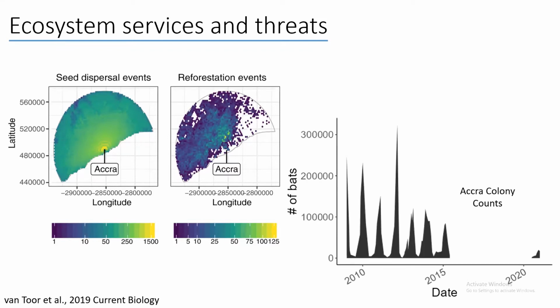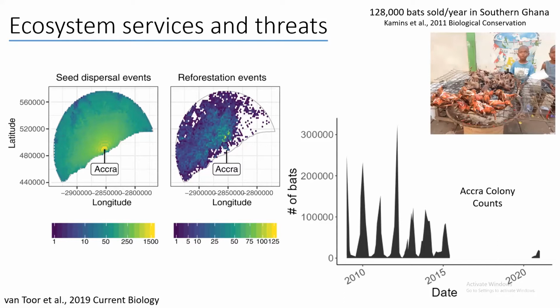In addition, we've been monitoring some of the colonies, and I'll talk about that a little bit more in a second. But one trend that we've been seeing is that a lot of the colonies, or some of the colonies, have been showing precipitous declines. And so it adds a sense of urgency to understanding their migration in these aggregations. One of the threats could be the bushmeat trade. There was a study that just focused on southern Ghana, but estimated that over 100,000 bats are sold each year, which is not believed to be a sustainable number of individuals. And so that could be one of the main causes of this decline in Accra.